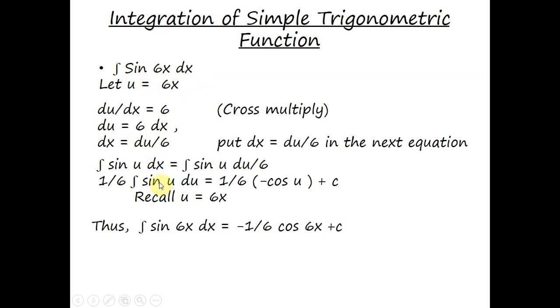And that's why you see it here, that when we integrated, we went by special integral. We integrated sine u here, and we got negative cos u. If you check in our previous slide, it's a standard integral. So that is how it works. Okay, we'll come again here.